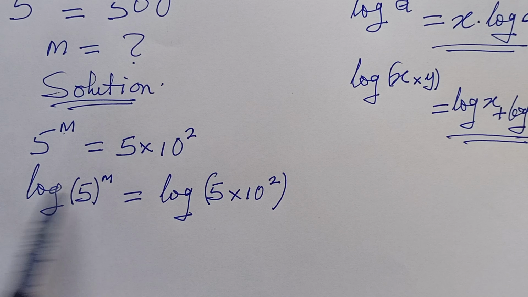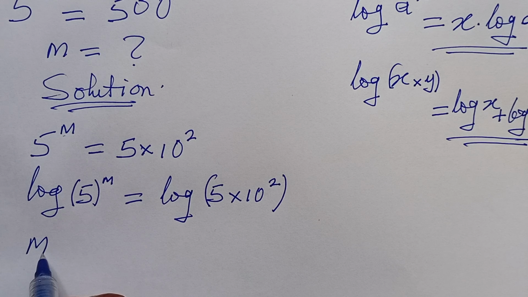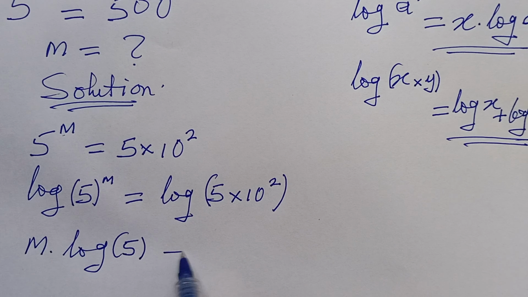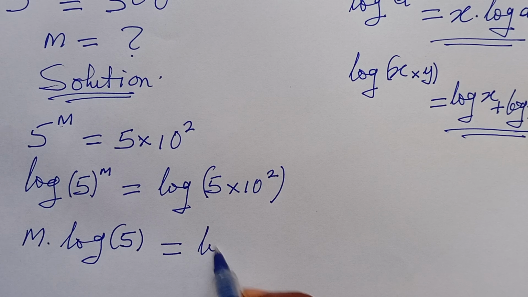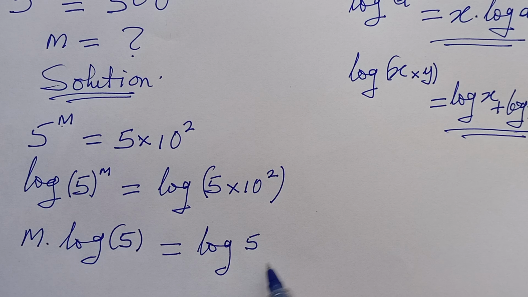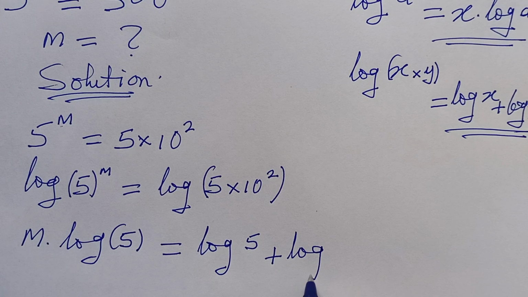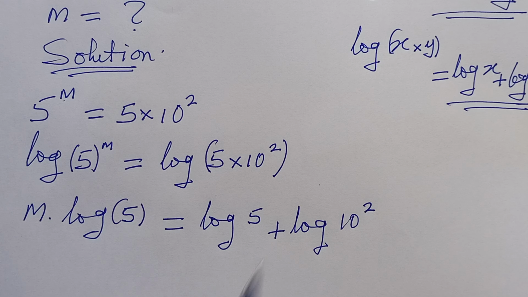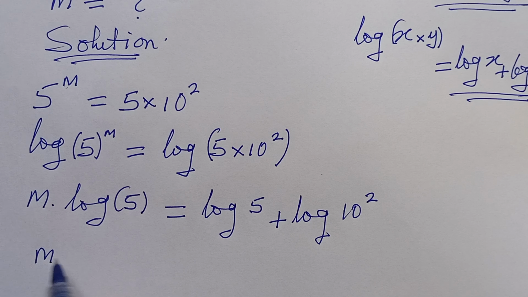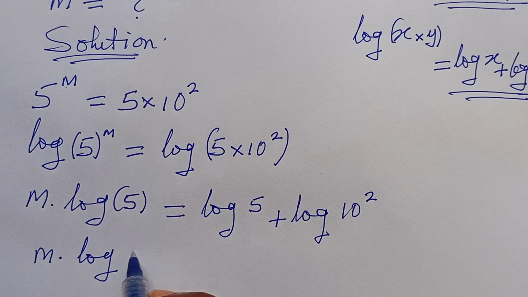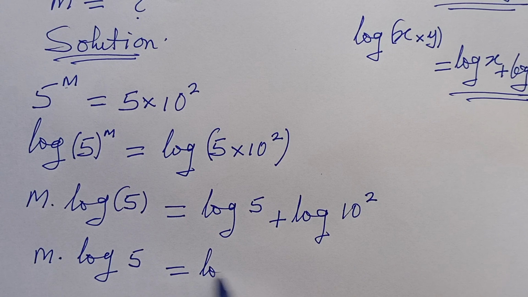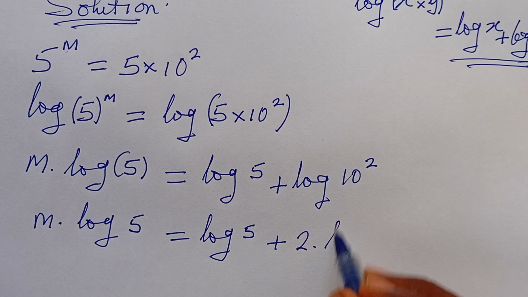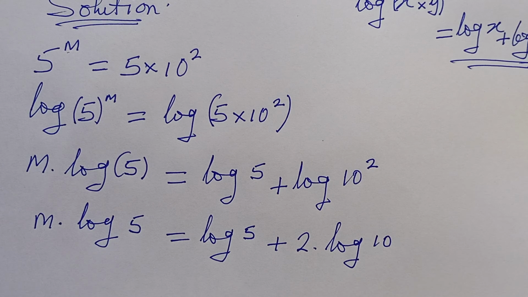And so we want to move this m backward. So this is going to give us m times the log of 5, base 10, equal to, here we're going to have the log of 5 base 10, then plus the log of 10. Again, we can apply the same law to this again. So this is going to give us m times the log of 5 equal to the log of 5 plus 2 times the log of 10.